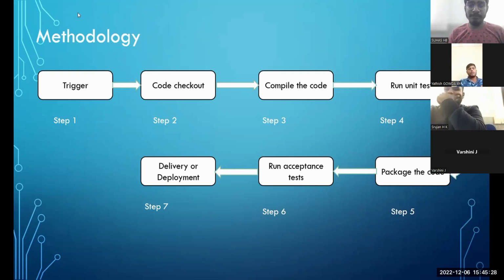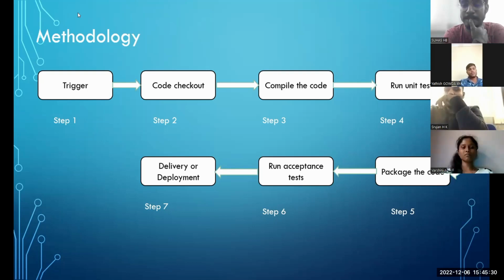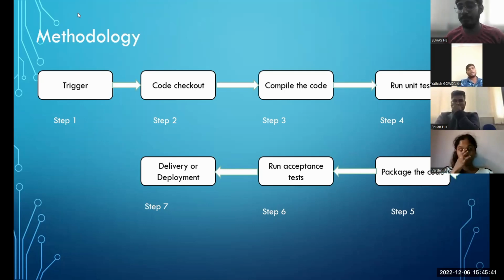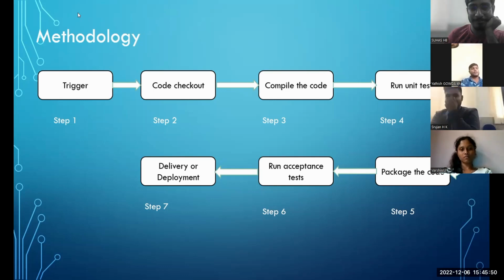When you complete the code and package it, that is called a package of code, and then it goes to the run acceptance test. When the code runs, it is successfully completed. When the code fails, the acceptance test does not accept it, and otherwise the code is successfully delivered or deployed.